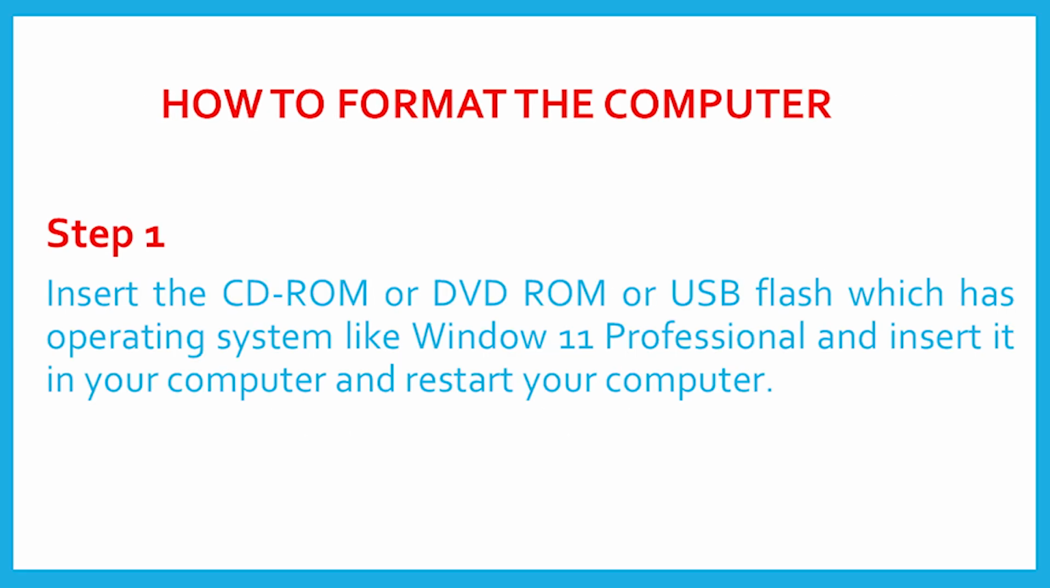How to format the computer. The following are the steps to follow when you format your computer. Step 1. Insert the CD-ROM or DVD-ROM or USB flash which has operating system like Windows 11 Professional and insert it in your computer and restart your computer. You can download the setup from Microsoft website, or you can check the setup program from Google search and download it.